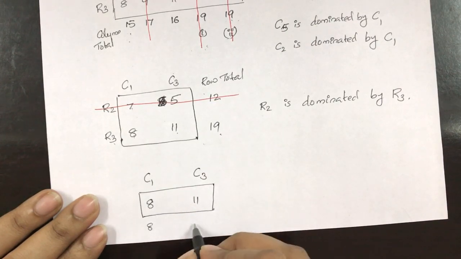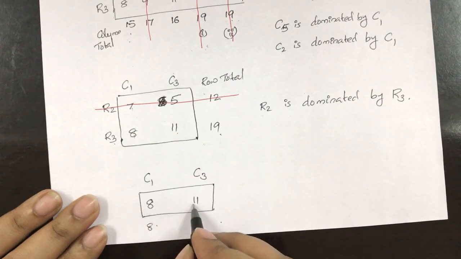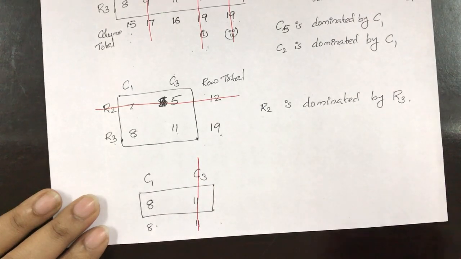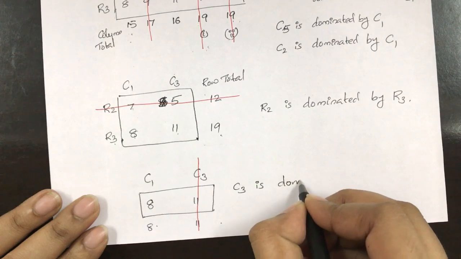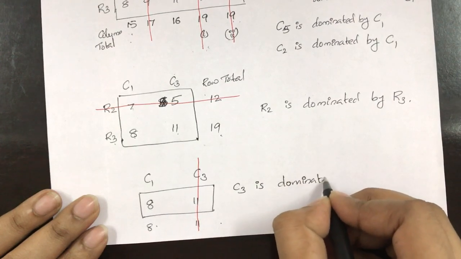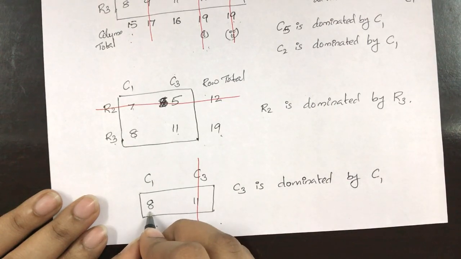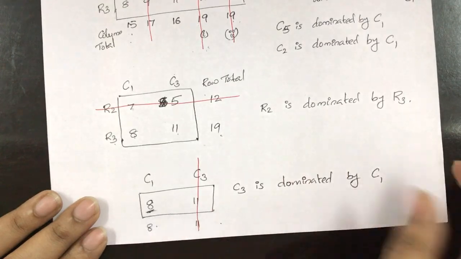Okay. Now the reduced matrix is like this: 8, 11, columns C1 and C3. Column totals 8, 11. Which is the lowest compared with the highest? 8, 11, which is the highest? 11. So delete the highest and write C3 is dominated by C1. Final answer is 8. So the value of the game is 8.